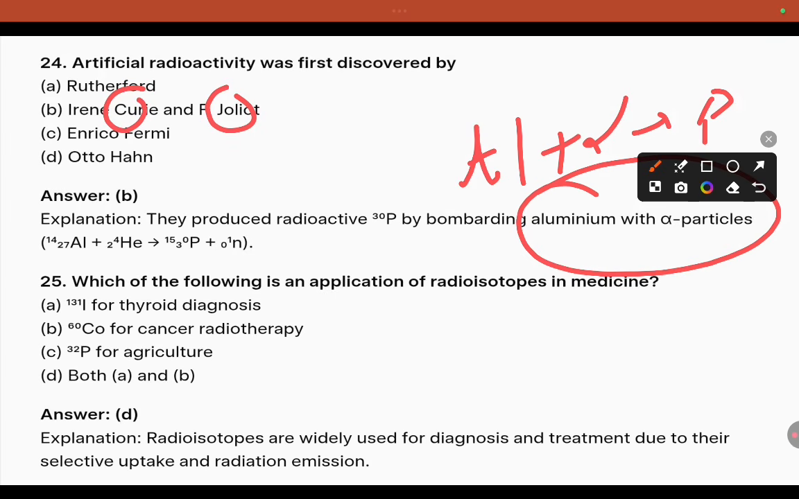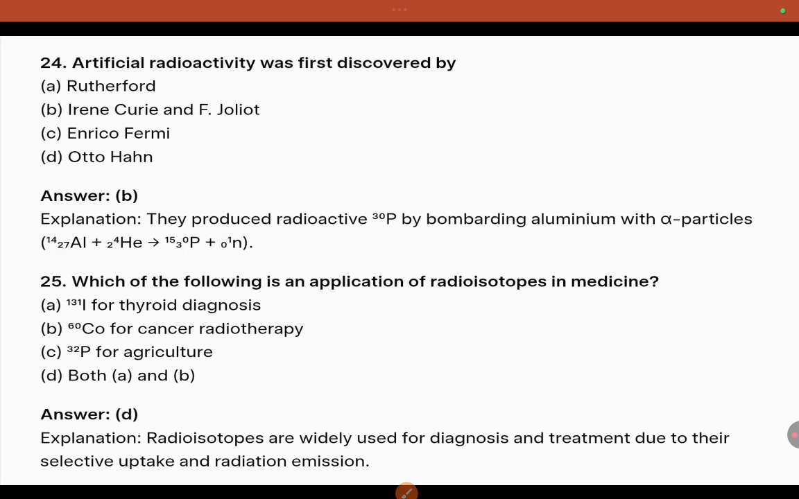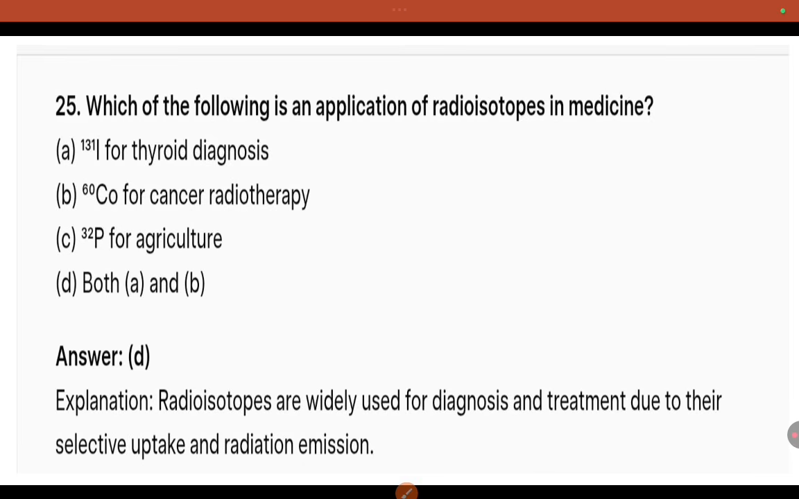Which of the following is an application of radioisotopes in medicine? That is about thyroid diagnosis and cancer radiotherapy, where we use iodine-131 and cobalt-60. Phosphorus is used in agriculture, not medicine. This is the 25th question, and it was already repeated. So that is about iodine-131 and cobalt-60.